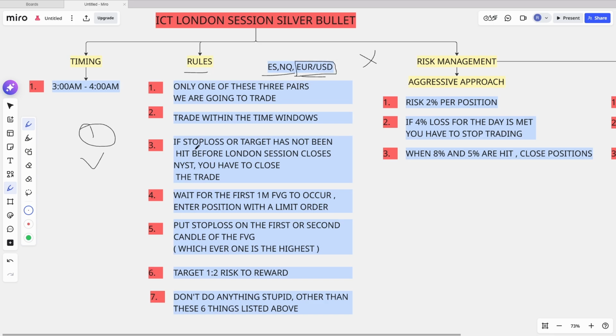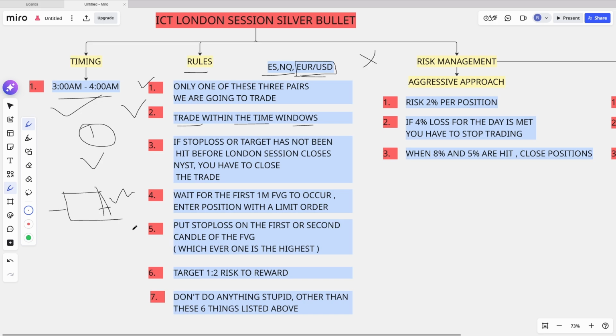The next rule is related to timing. We must trade strictly within the 1-hour time window that I mentioned earlier. This does not mean you only have 1 hour for the entire trade to play out. What it means is that your entry must occur within that specific 1-hour window. You are allowed to hold the trade beyond the time window if necessary.